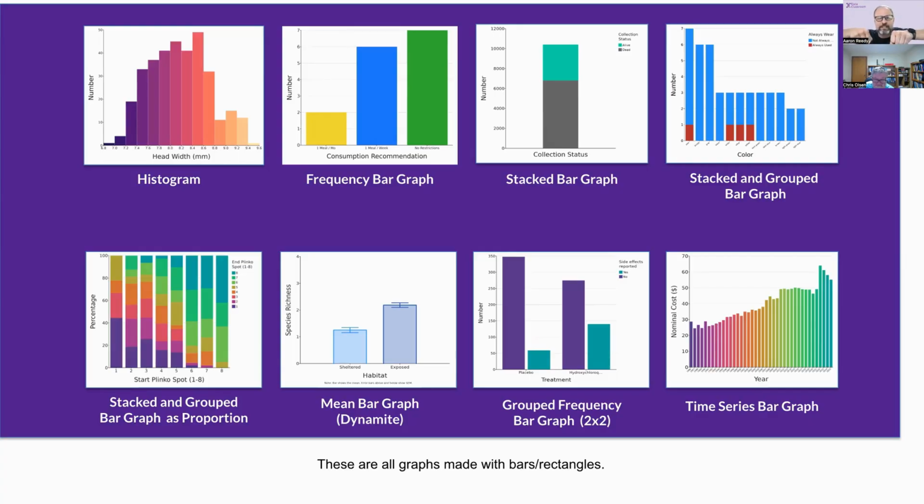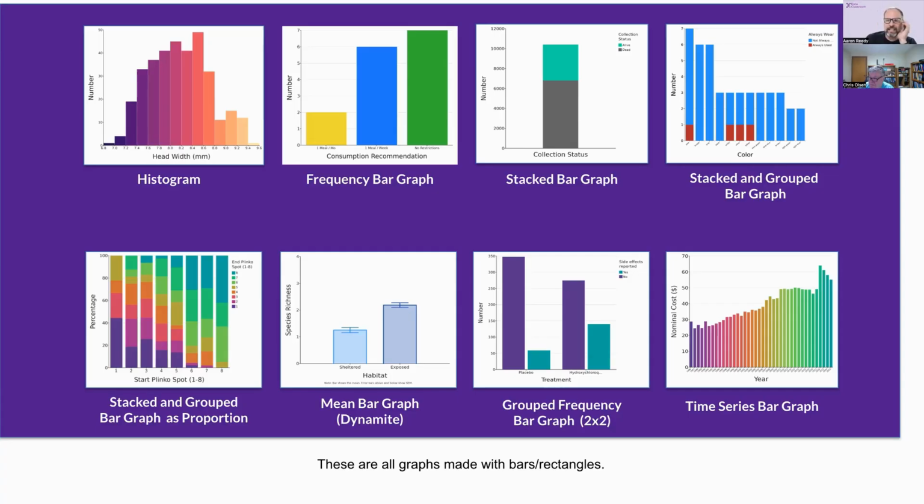We call it the dynamite plot sometimes because they look kind of like the old Wile E. Coyote old time dynamite detonators that you grab the handles of and push down on to detonate the dynamite. So those are the mean bar graph. Then moving to the right of that, we have the grouped frequency bar graph. And as a nickname, we could call this a 2x2 or a 2x3 or a 3x4, just depending on how many groups we have there.